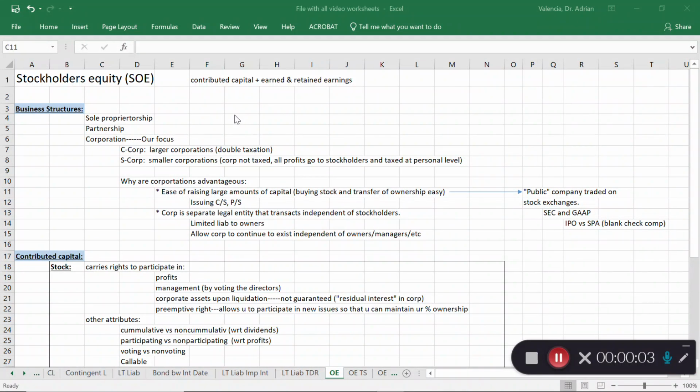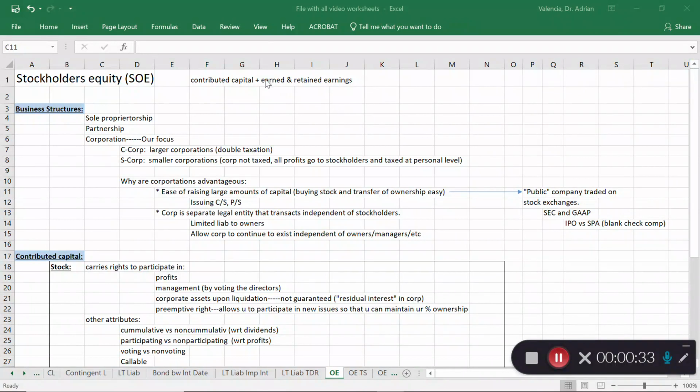In this video, I'm going to discuss the accounting related to stockholders' equity. Stockholders' equity often can be referred to as the capital of a company or the owner's equity, different ways of naming it. But this is the amount related to any contributed capital. In other words, investments by stockholders, plus any earned monies by the company that have been retained.